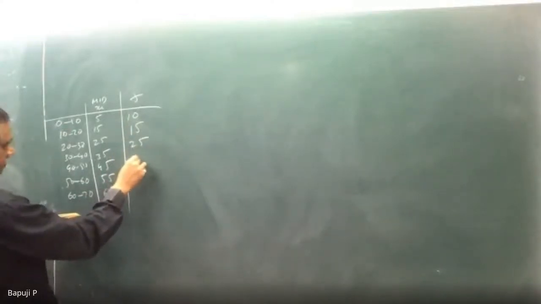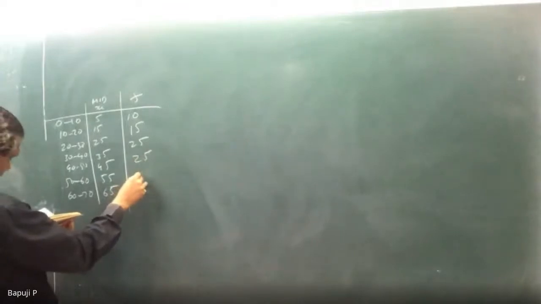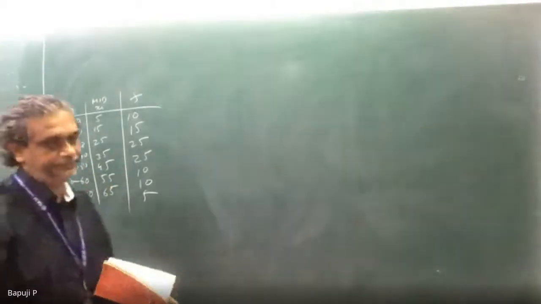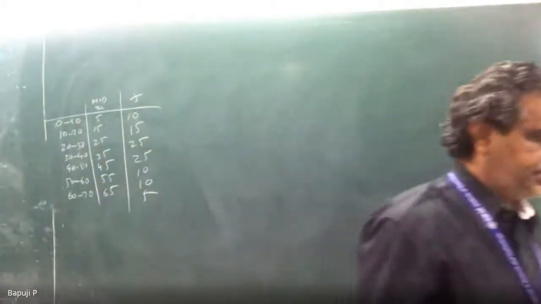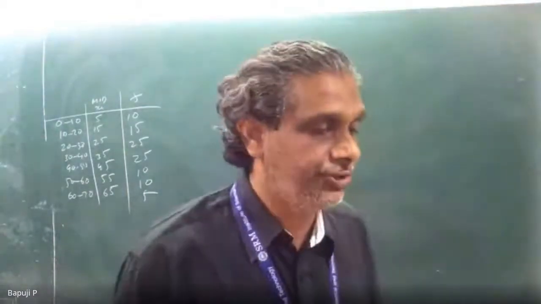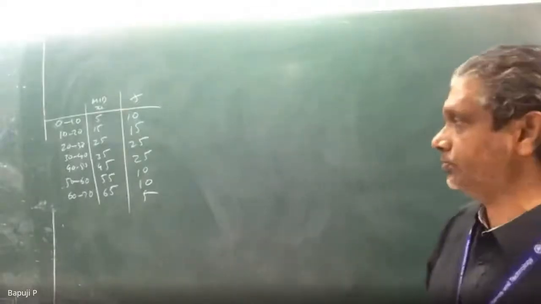See, 10, okay, correct. 15, 25, 25, 10, 10, 5. Everything is there, and 60 to 70 is 0. More than 70 we need not write actually. More than 70 means 70 to 80, which I am not mentioning here. Anyway, it's 0. It is a waste to write it, there is no use.